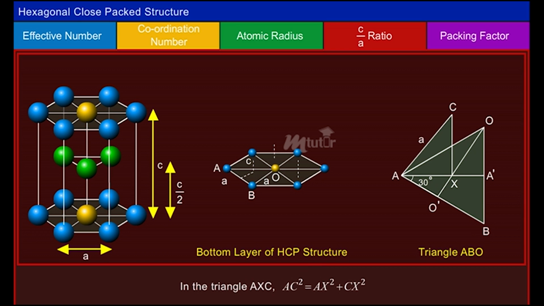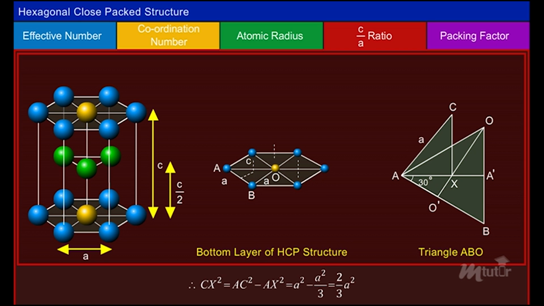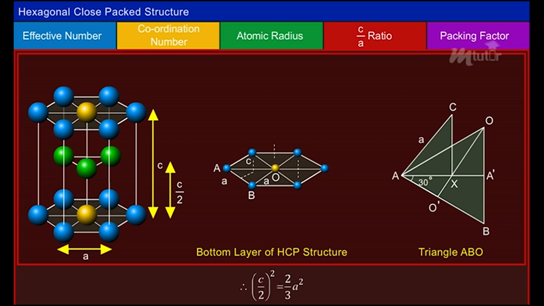In the triangle AXC, AC square is equal to AX square plus CX square. Therefore, CX square is equal to 2 by 3 A square. But CX is equal to C by 2. Therefore, C by 2 the whole square is equal to 2 by 3 A square, or C by A is equal to 1.633.